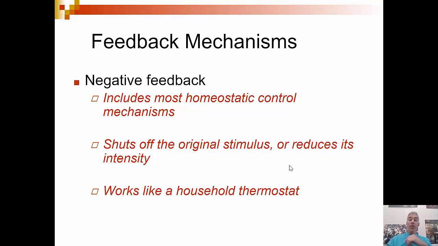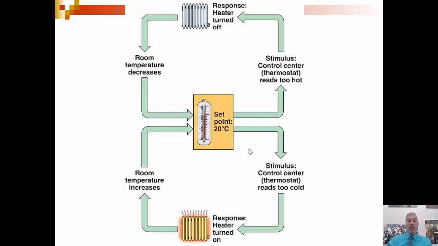Okay, a thermostat's a great example. Okay, so think about your household thermostat, right? If it gets too hot, if you have air conditioning, right, the control center, right, or the thermostat will say that, oh, it's too hot. It'll then turn off the heater. That'll cause the room temperature to decrease. Or not only does it turn off the heater, it could turn on the air conditioning, right, to make it cooler.